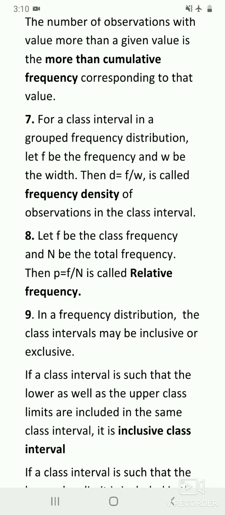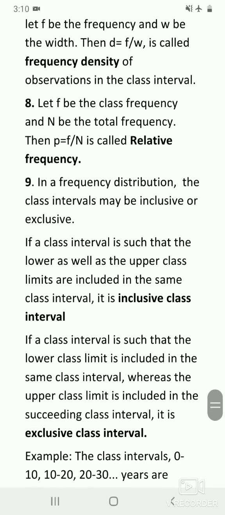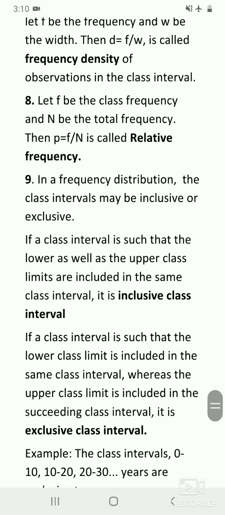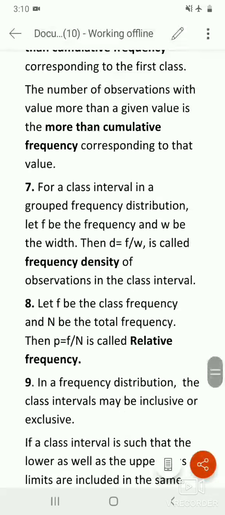So the next definition is, in a frequency distribution, the class intervals may be inclusive or exclusive. If a class interval is such that the lower as well as the upper class limits are included in the same class interval, it is known as inclusive class interval. If a class interval is such that the lower limit is included in the same class interval, whereas the upper class limit is included in the succeeding class interval, then it is known as exclusive class interval.